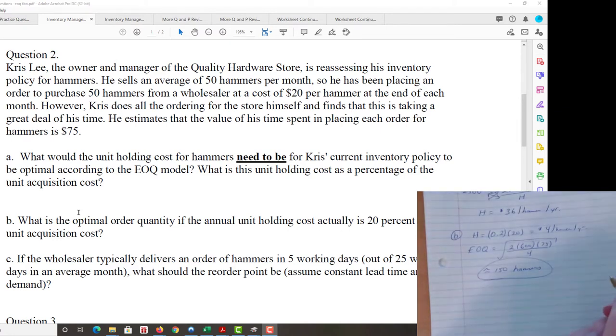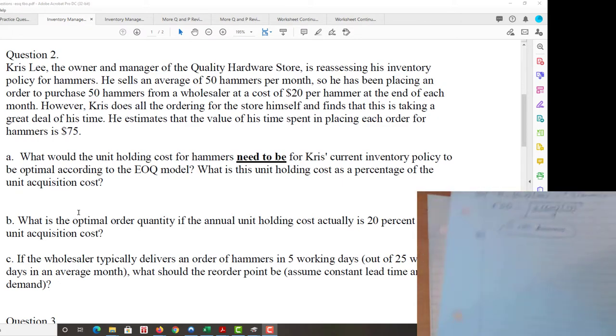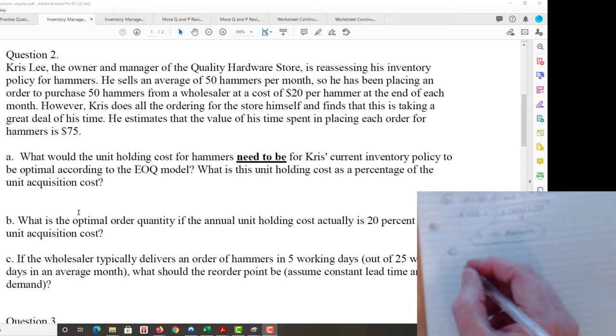So that one's not too bad. Nice, it's quick. Remember, EOQ has to be in integers, no decimals. Common mistake. Don't do that.